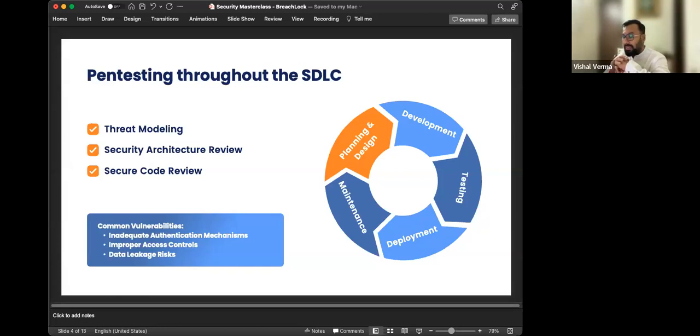So within an SDLC, the first phase, as I mentioned, is planning and design. That is a very important phase because that's where we conceptualize the application, the security requirements and everything. The primary activities for the planning and design phase are finalizing the security requirements and talking about the designs as well. And that comes down to threat modeling.